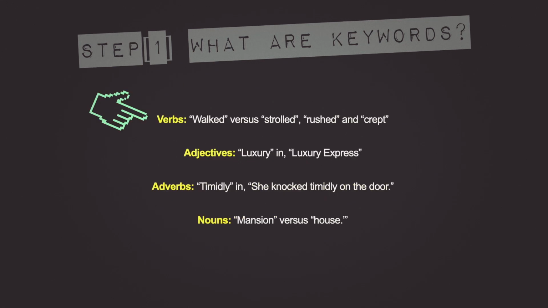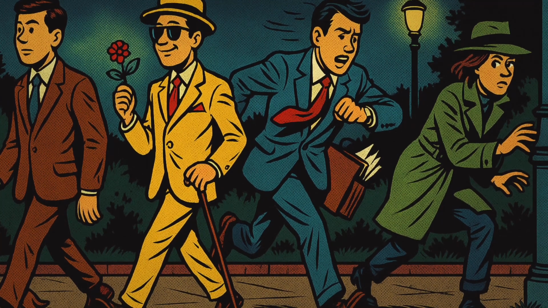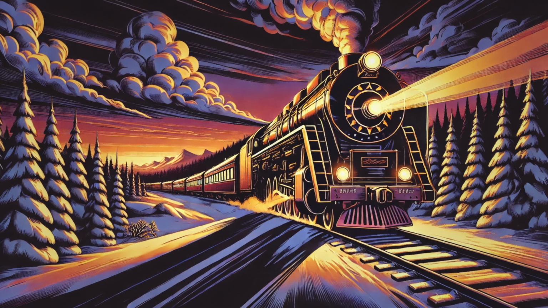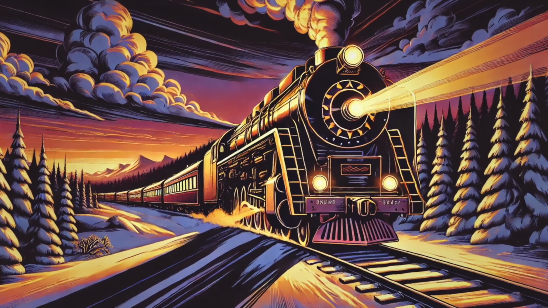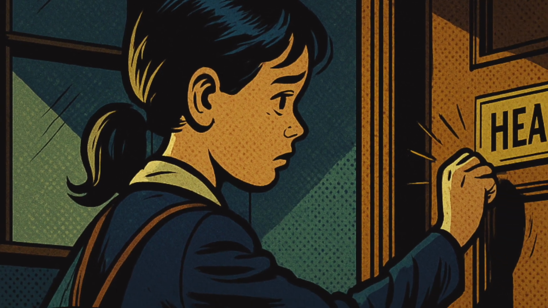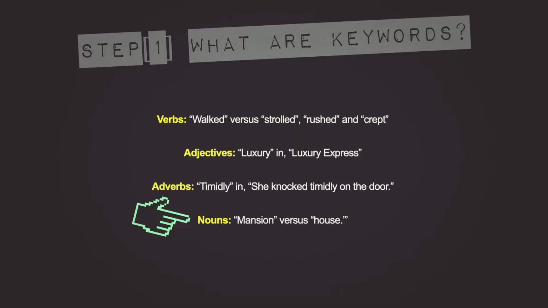Verbs are great for implying an emotion. Walked tells us very little, but strolled, rushed, crept suggests either calmness, panic, or anxiety in that order. Adjectives like luxury in luxury express train suggest an advanced level of comfort, whereas express implies high speed, power, and short journey times. Adverbs like timidly, which means to be fearful, in "she knocked timidly on the door," are also great for implying emotion. In this quote, we can infer that this character is worried about going through the door for some reason. Nouns also give extra meaning.